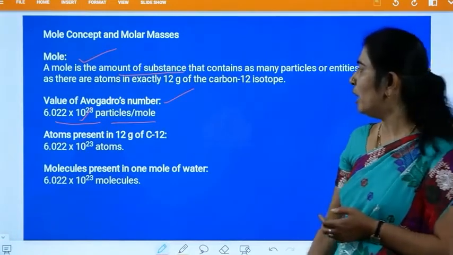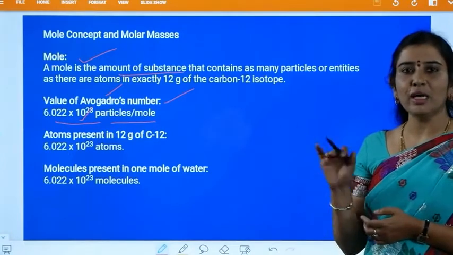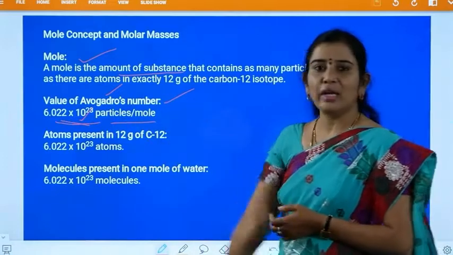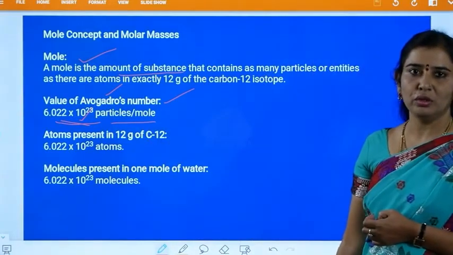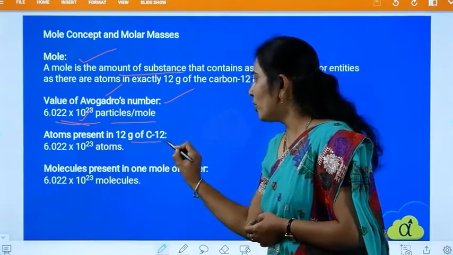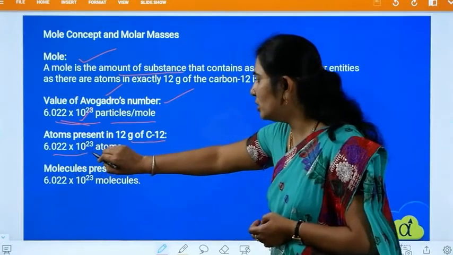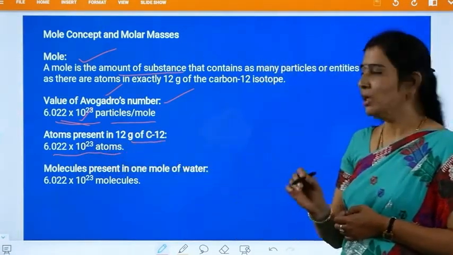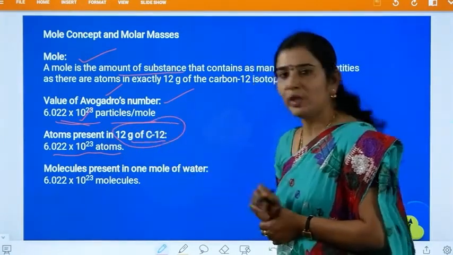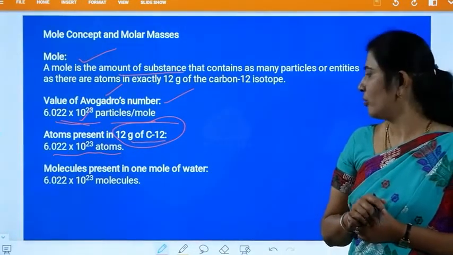It has been found by a scientist known as Avogadro, and from that time that number is very well known as Avogadro's number. I hope you understood, right? Now, 12 gram of carbon-12 contains how many atoms? That is equal to 6.022 × 10^23. That's why this carbon-12 isotope of 12 gram is chosen as a reference or a standard.